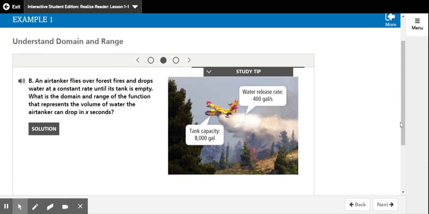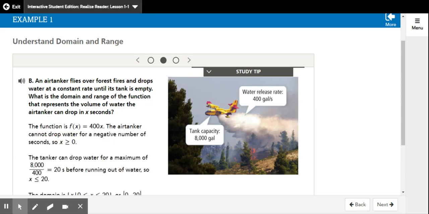All right, an air tanker flies over forest fires and drops water at a constant rate until its tank is empty. What is the domain and range of the function that represents the volume of water the air tanker can drop in x seconds? Well, if it's got 8,000 gallons in its tank and it releases water at 400 gallons per second, the function would be f of x is equal to 400x.